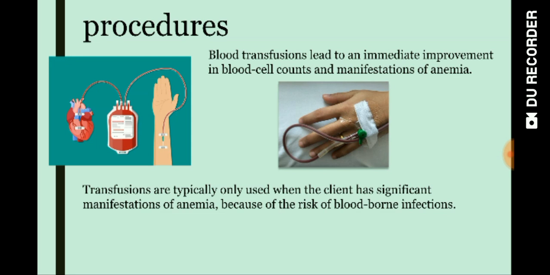Last but not least, the procedure most used in anemic situations is blood transfusions. I'm trying to read off of my sheet here and talk at the same time, so excuse me if I pause. Blood transfusions can lead to an immediate improvement of blood cell counts and your manifestations of anemia. Transfusions are typically only used when the client has significant manifestations because of the risk of blood-borne infections.